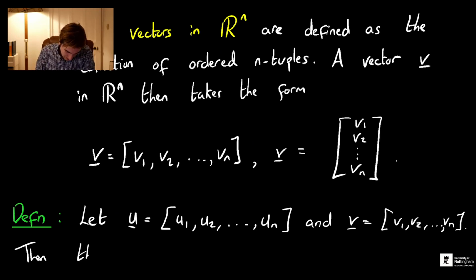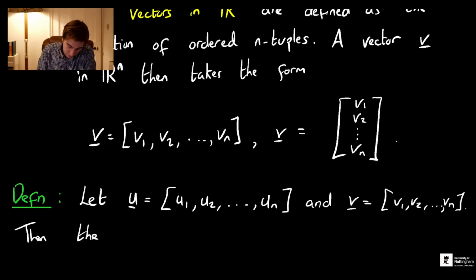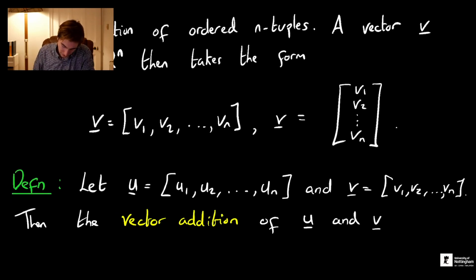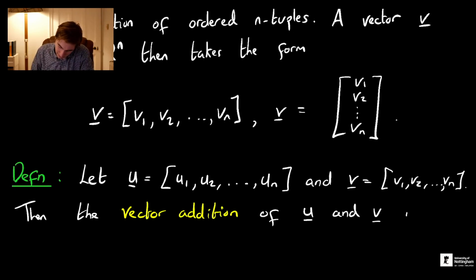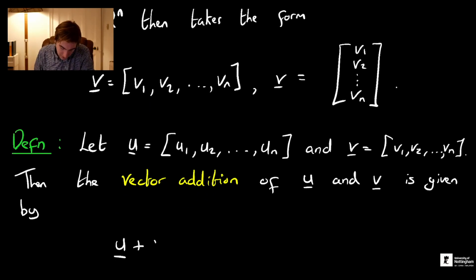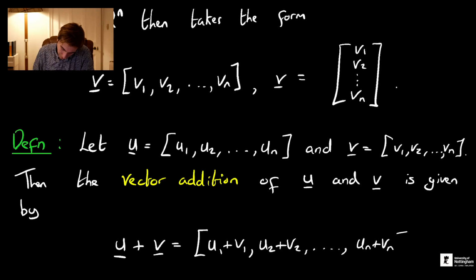Then the vector addition of u and v, strictly speaking the vector addition in Rn, is given by the sum of the individual components, as you might expect. So we write u plus v. Again, this plus is different to the plus we're going to write in a minute. It is going to equal u1 plus v1, comma u2 plus v2, comma dot dot dot, comma un plus vn.